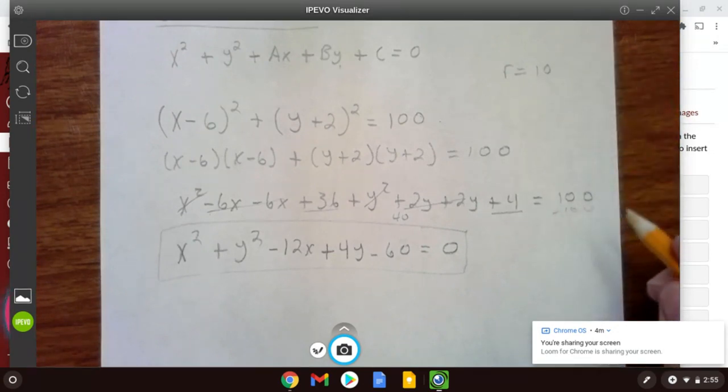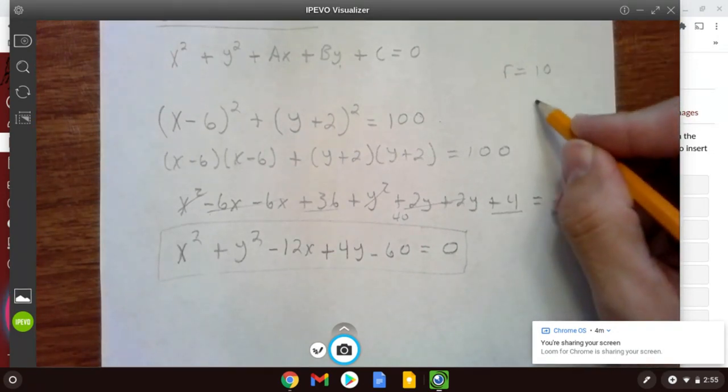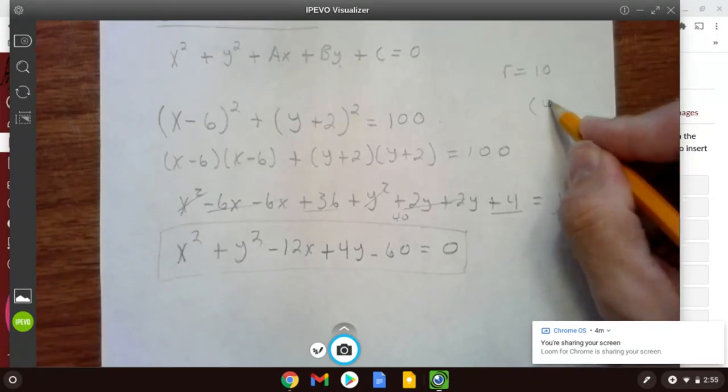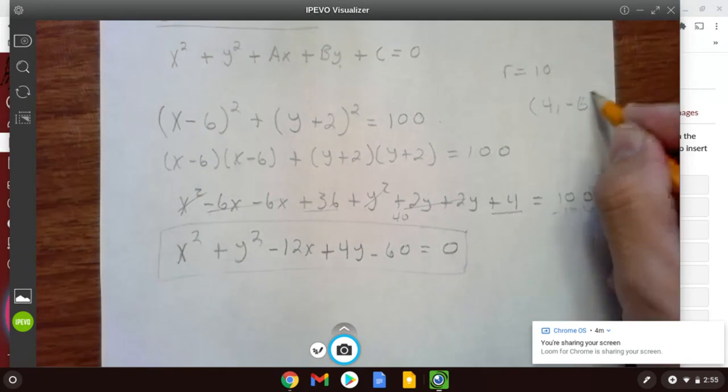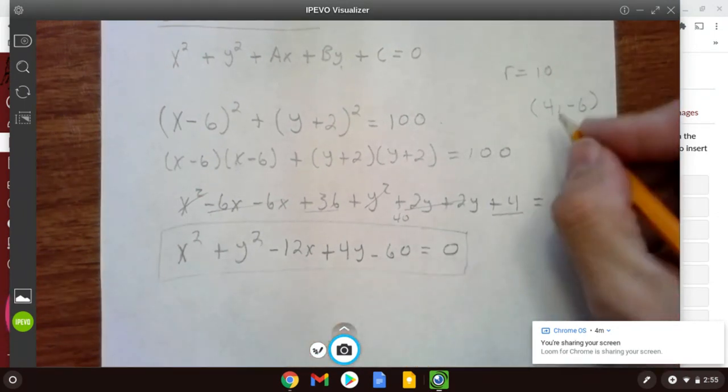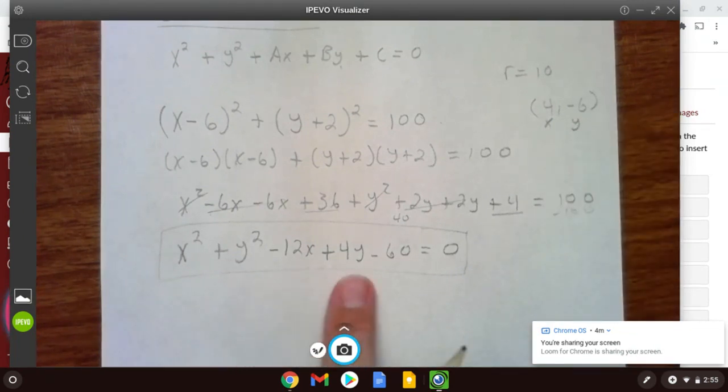Like, let's say you wanted to test whether 4, negative 6 was on this circle. You would just plug in 4 for x and negative 6 for y, and see if it all comes out to equal 0.